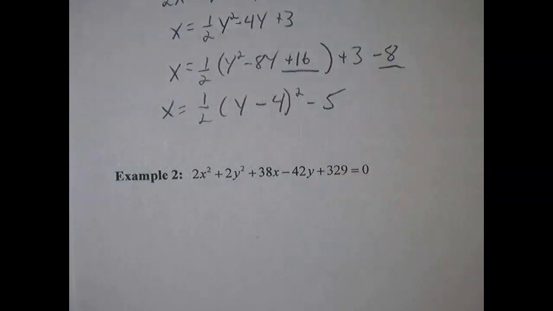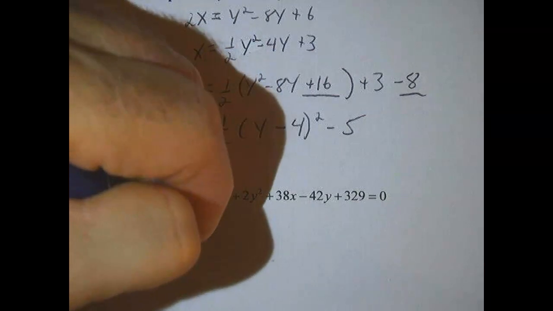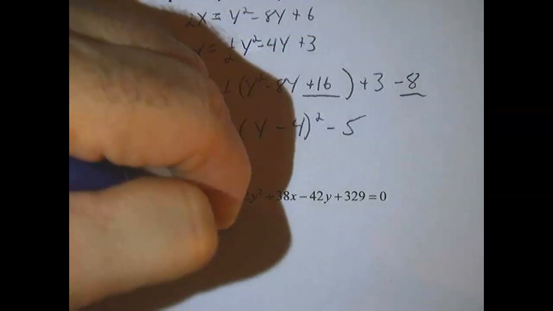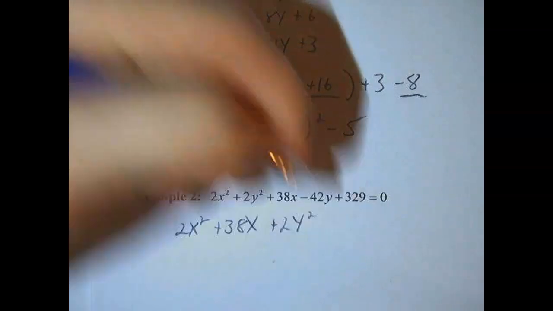So we're going to group together the x's. So we have 2x squared plus 38x. Group together the y's, so plus 2y squared minus 42y. I'm just rearranging the order of the terms.